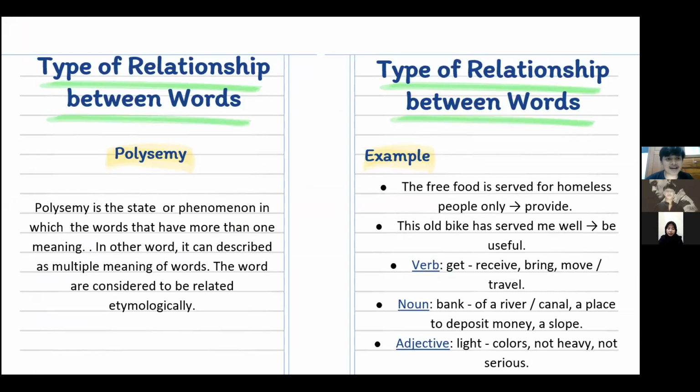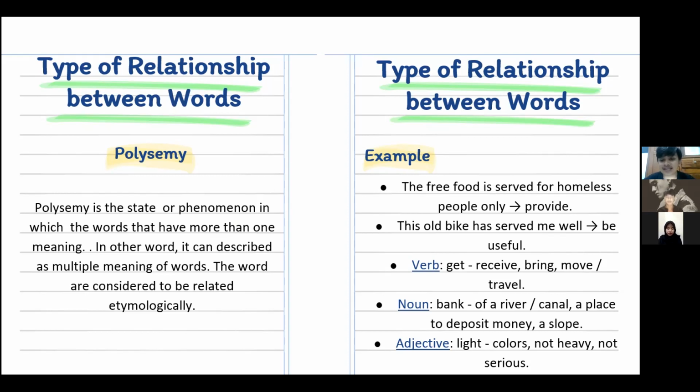The next type of relationship between words is polysemy. Polysemy is the state or phenomenon in which a word has more than one meaning. In other words, it can be described as multiple meanings of words. The meanings are considered to be related etymologically.